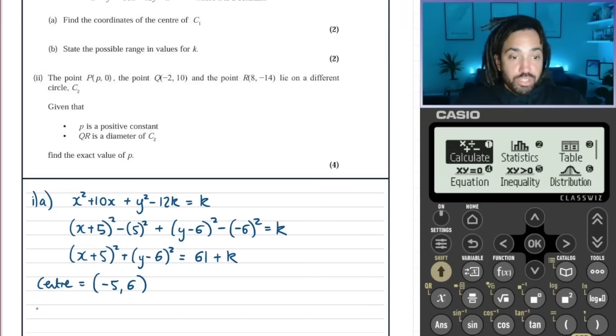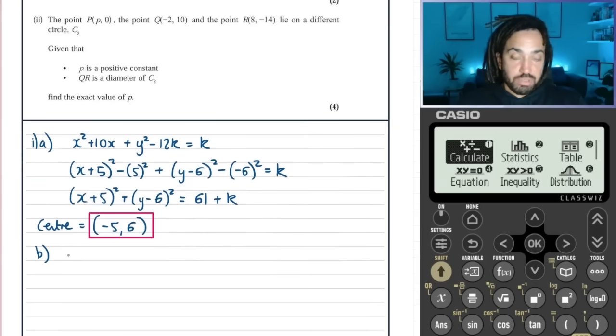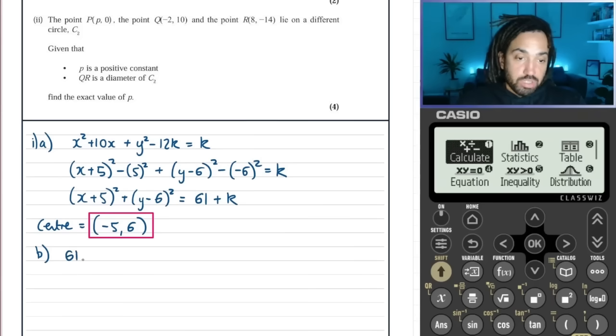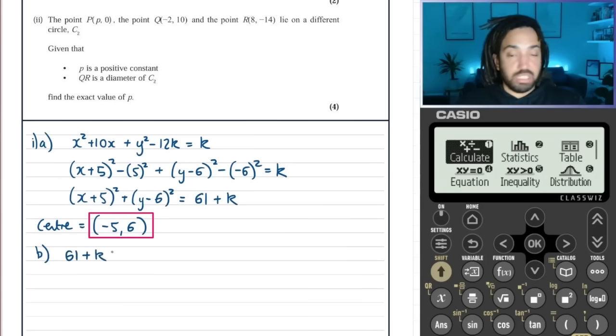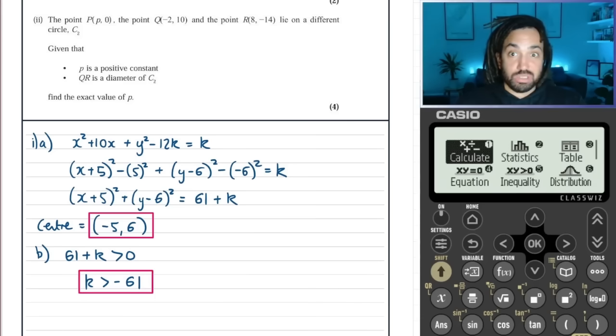Okay, now part B, sorry, says find the range of values of k. Well, what we know about the radius is that it must be positive. So r squared must be greater than 0 because r is greater than 0. So r squared is 61 plus k. That must be greater than 0. So therefore k must be greater than minus 61. It can't equal 0 because then again it wouldn't be a circle, it would just be a dot.